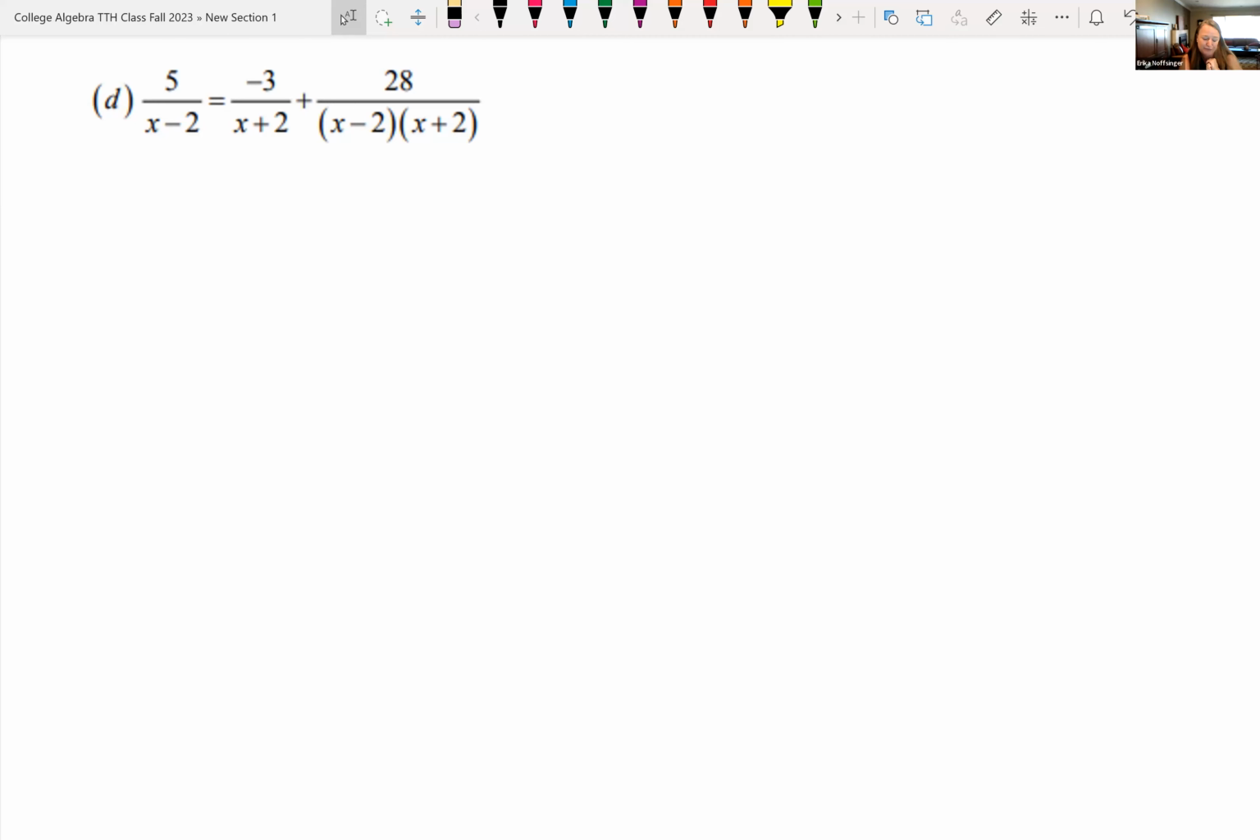We have fractions. We have variables in the fractions, so we have to be careful of values which make the denominator equal 0. So I noticed that x minus 2, this piece down in the denominator, if x is equal to 2, that would make the denominator equal 0, so x cannot be 2. If I look at the denominator x plus 2 is equal to 0 when x is -2, so x cannot be -2. Those are the same thing for x minus 2, x plus 2 over here on the right-hand side. So those values cannot be part of our solution set.